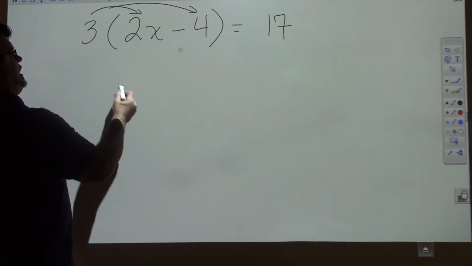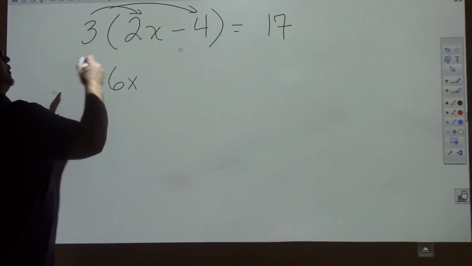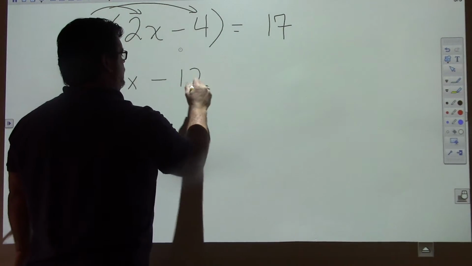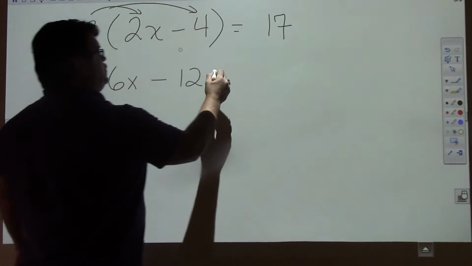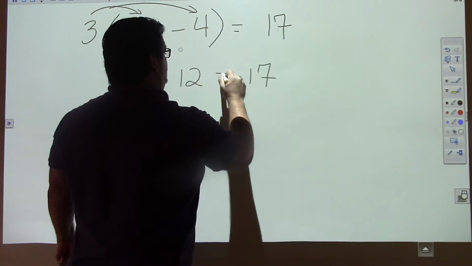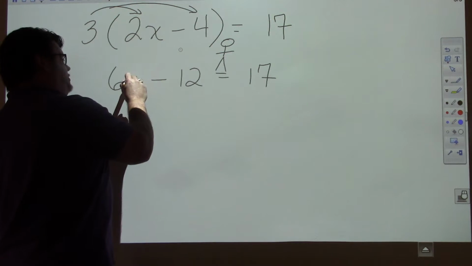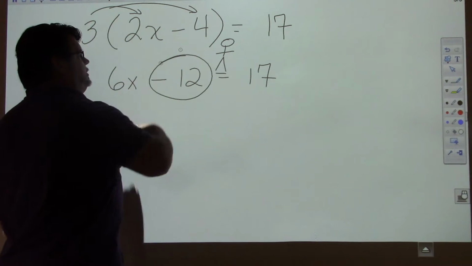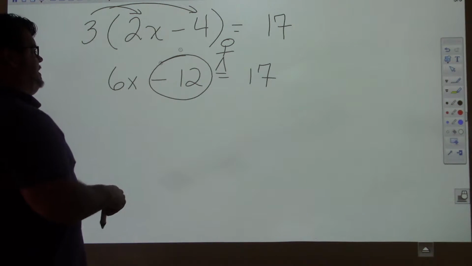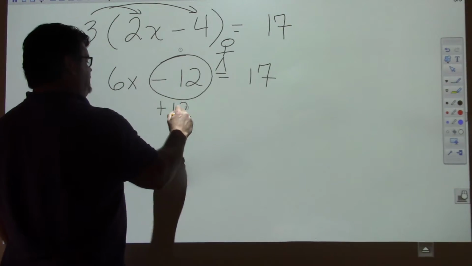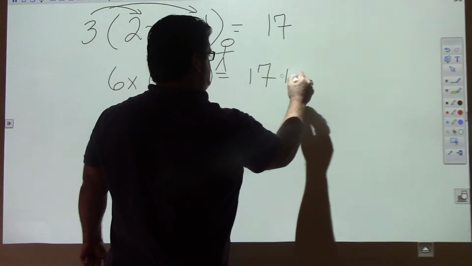What's 3 times 2x? And 3 times negative 4? The little man is standing here, and he reaches out to get the variable. He can't get it because the negative 12 is in the way. How do you get rid of a negative 12? And if Jody adds 12, Susie's got to add 12.